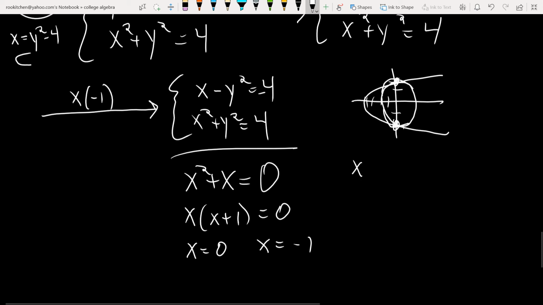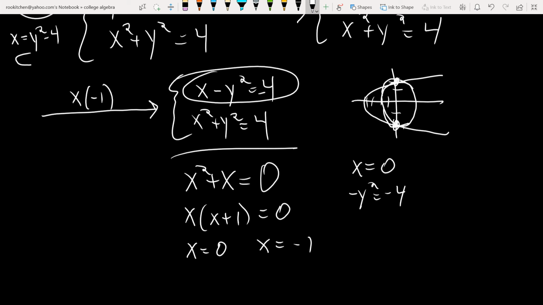So when x is 0, I'll have negative y squared equals negative 4. So I'm just using this equation. You can basically use any equation so long as it has x and y in it. So y squared equals 4. In other words, y is plus or minus 2. So that would be this point and this point. And then it looks like there's some more points, right? Negative 1. So it does kind of go out a bit.